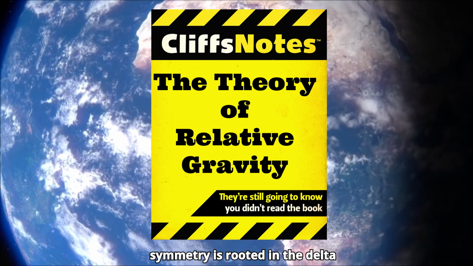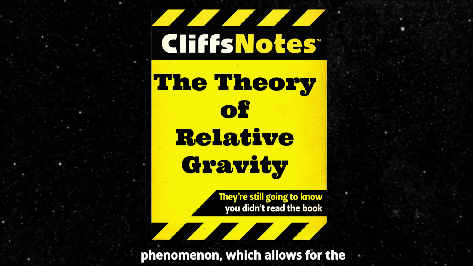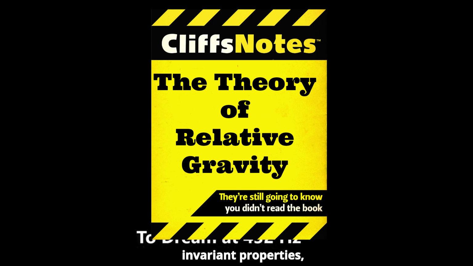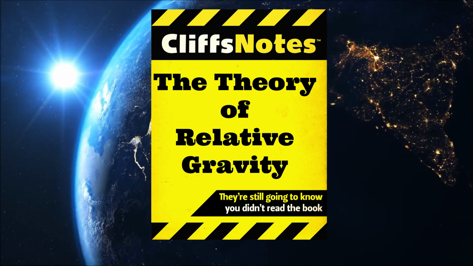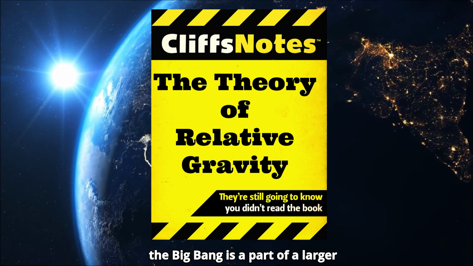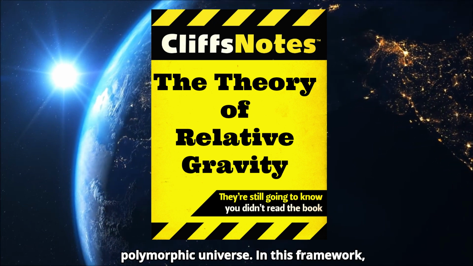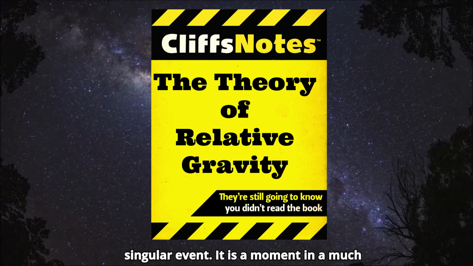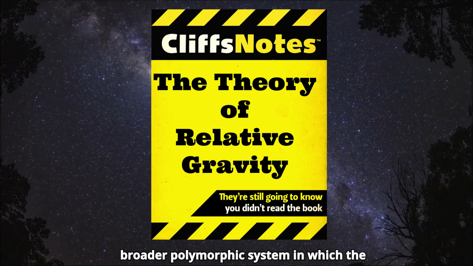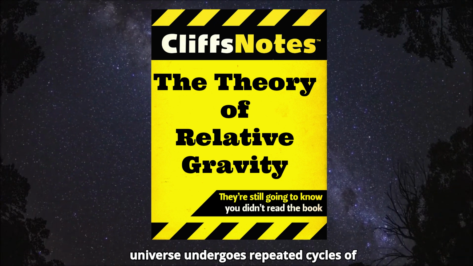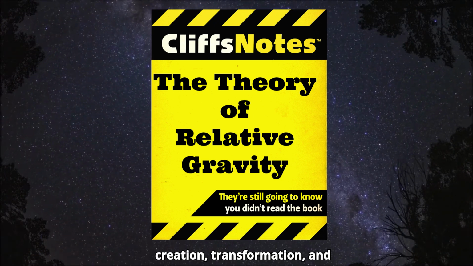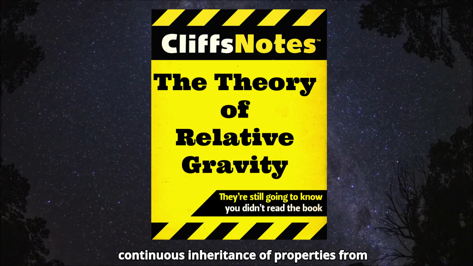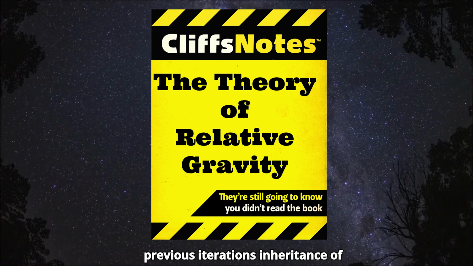This symmetry is rooted in the delta phenomenon, which allows for the continued transformation of entities and forces while preserving certain invariant properties. 3. The Big Bang is a part of a larger polymorphic universe. In this framework, the Big Bang is not an isolated or singular event. It is a moment in a much broader polymorphic system, in which the universe undergoes repeated cycles of creation, transformation, and dissolution. These cycles are interconnected and driven by the continuous inheritance of properties from previous iterations.